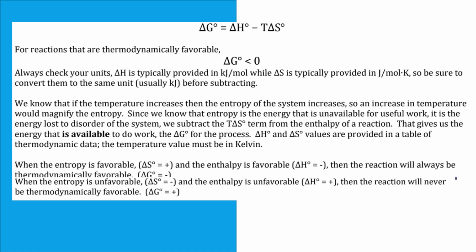For reactions that are thermodynamically favorable, Gibbs free energy is going to be less than 0. Always check your units. Delta H is typically given in kilojoules per mole, and delta S is given in joules over mole times Kelvin, which you saw last unit. So be sure that you are converting your units to the same unit. Probably the best thing to do would be to convert your joules to kilojoules.